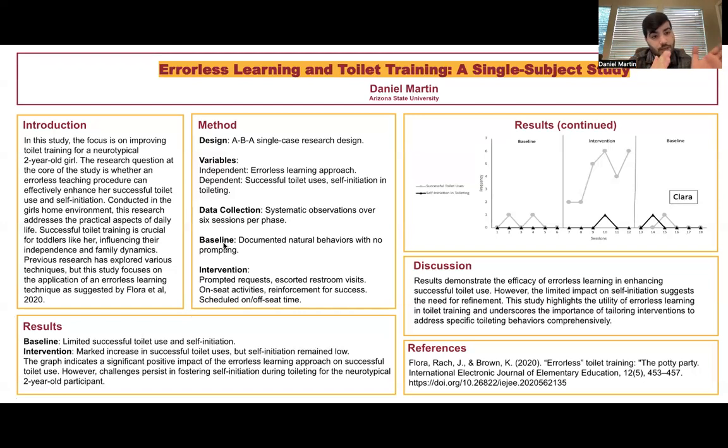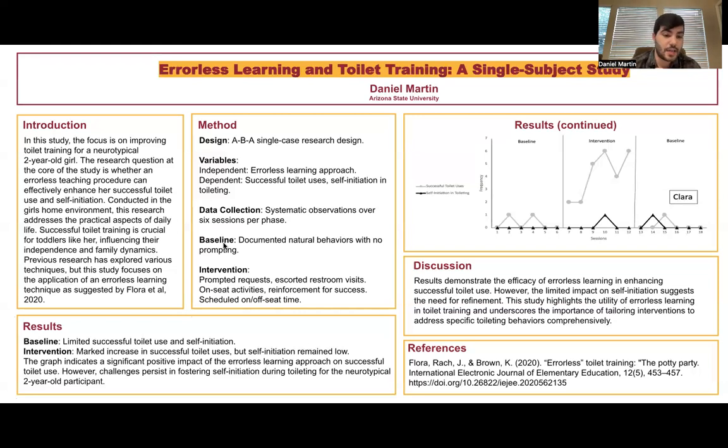After a couple of weeks, I started my intervention, and the intervention consisted of prompting the girl to request going to the bathroom, then taking her to the bathroom, and we would do some on-seat activities. I would give her some minor reinforcers, and when she actually used the toilet, I would give her a major reinforcer, which was edible Oreo cookies. She loved those, and it was very reinforcing for her. So I would use that to reward her every time she actually used the toilet appropriately.